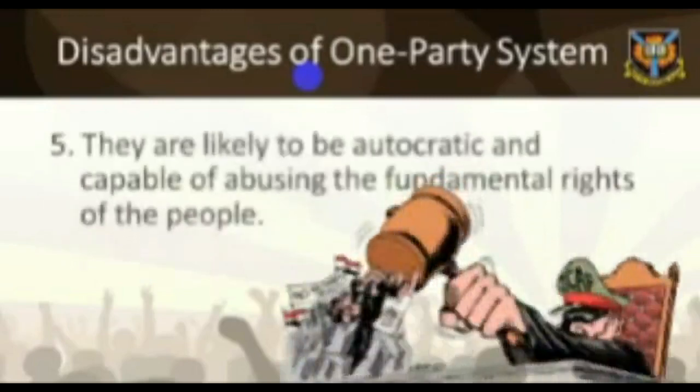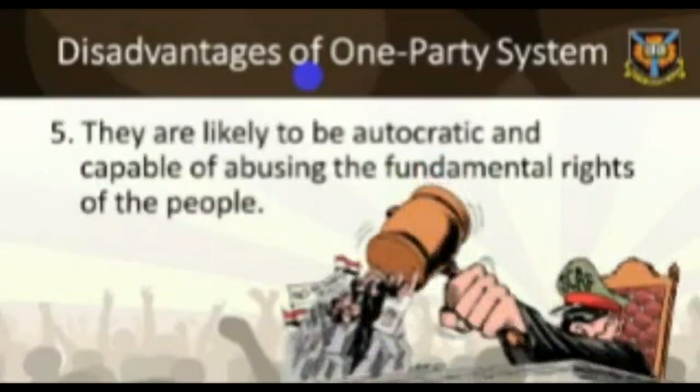5. One-party regimes are likely to be autocratic and capable of abusing the fundamental rights of the people because there is no opposition party to act as watchdog to contain any official recklessness and illegality of the ruling party.